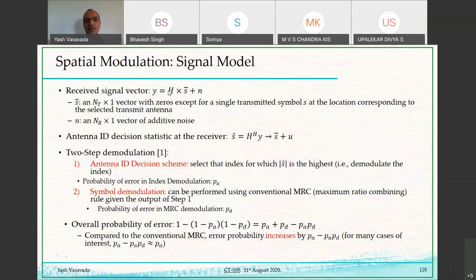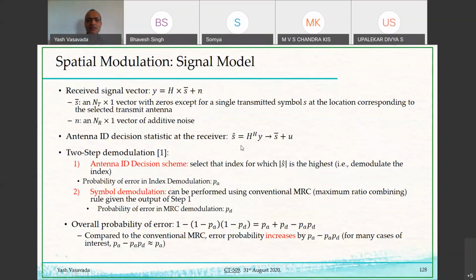Instead of that, now I'm getting h times s bar. And the only difference between s bar and 1 bar is that in s bar, at the location of the non-zero element, it will not always be 1. It will be an actual QPSK or QAM symbol, M-ary PSK or M-ary QAM or any other type of conventional symbol. But the detection mechanism can be similar.